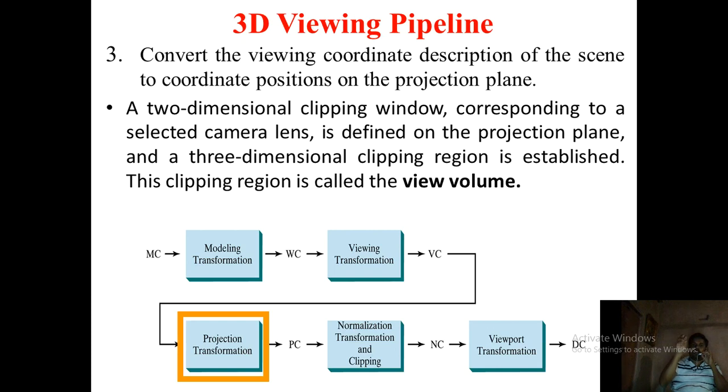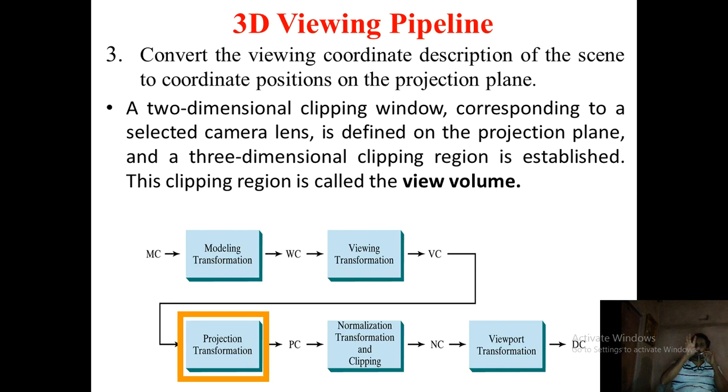This is defined on the projection plane, and the three-dimensional clipping region is established. With respect to that, you establish a three-dimensional clipping region. In two dimensions you can only set left, right, top, bottom, but since it is a 3D object, you have to decide how much from the front side until how much back side you want to see. That is the clipping volume you have to create. This clipping region is called the view volume, right?